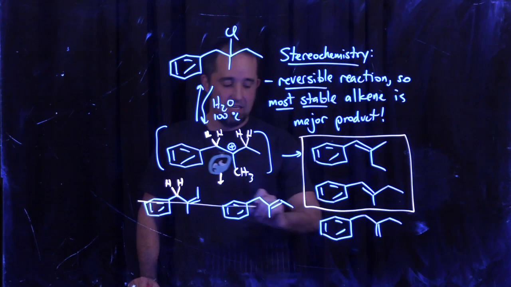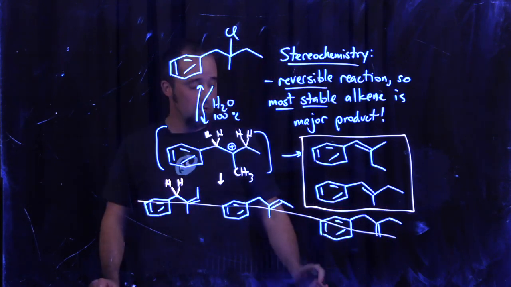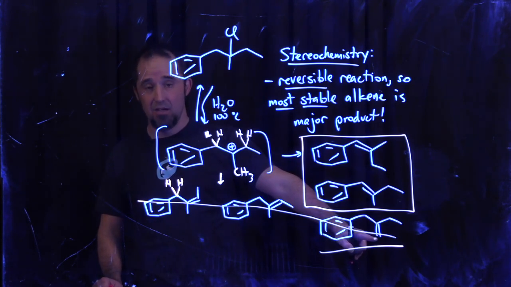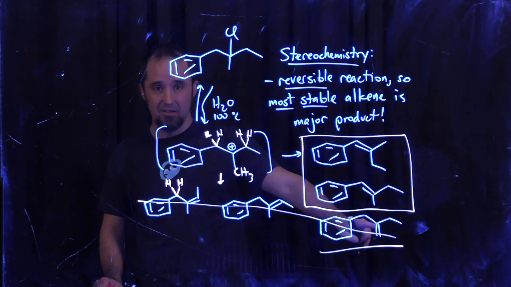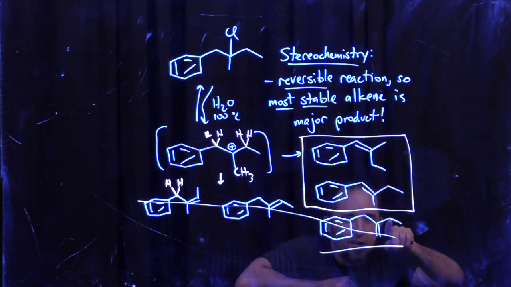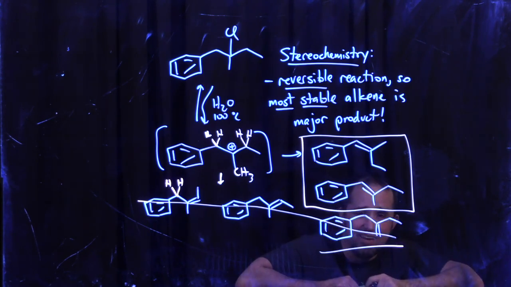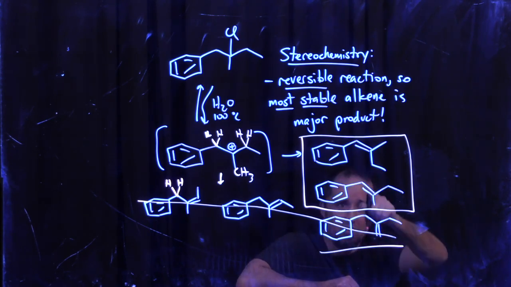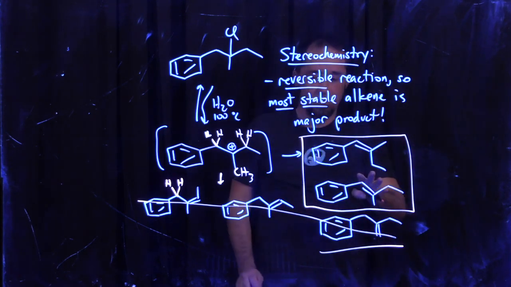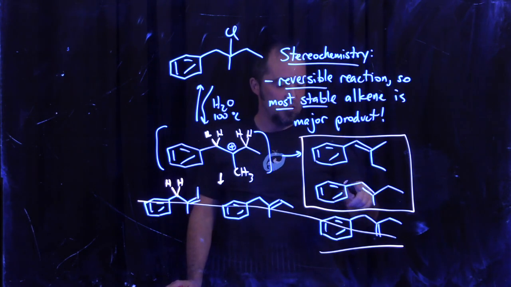Probably aren't going to see much of those, especially not this one, right? Because that is not very substituted. And the more things I can put around the alkene, the better, right? There's only 1, 2 things there. That is a small number, 2 compared to 3. But what makes this better here is that not only is it tri-substituted, 1, 2, 3, but it's conjugated.